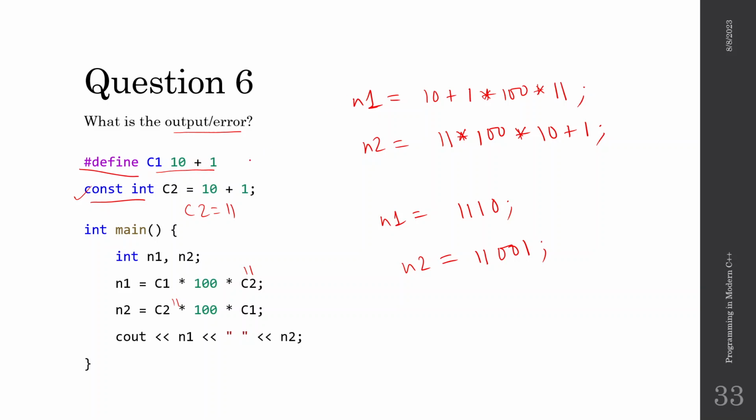Over here c1 appears two times, so we found the locations. Now we have to replace it with the right hand side. So here I have replaced those things in place of c1. You can see that in place of c1 I have replaced 10 plus 1, like this. That is how it does not work as we expected. We expected it to be 11 into 100 into 11, but that is not the case. Because of this plus sign, we finally get these values of n1 and n2.